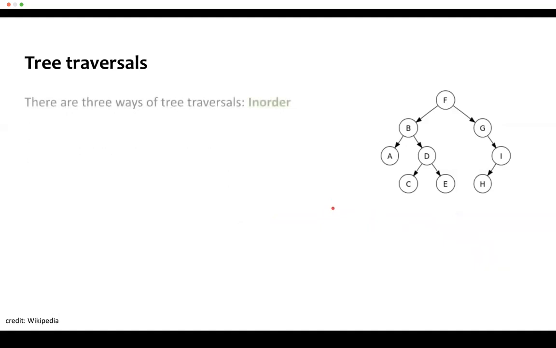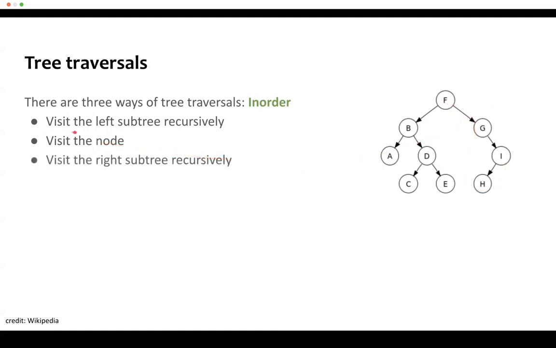Okay. Now we're going to have a look at the in-order scheme. In the in-order scheme, we're going to visit the left subtree first and then visit the node itself. So in this case, when we start from F, rather than visiting F first, we are going to process the left part first and then the node itself and then the right part. So visit the left subtree recursively first, and then visit the node, and visit the right subtree recursively.